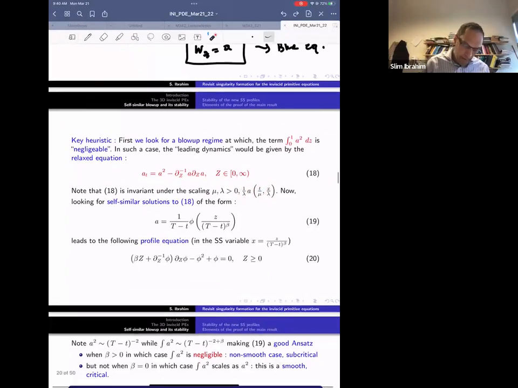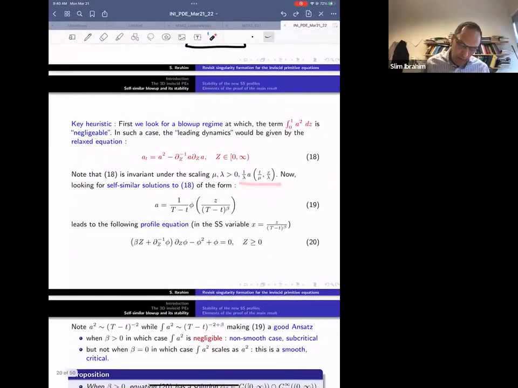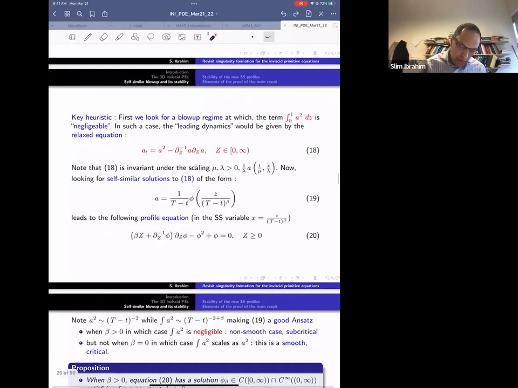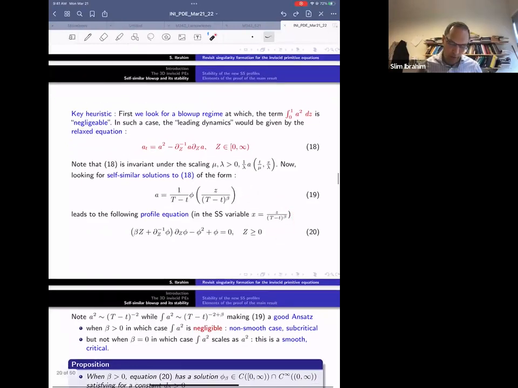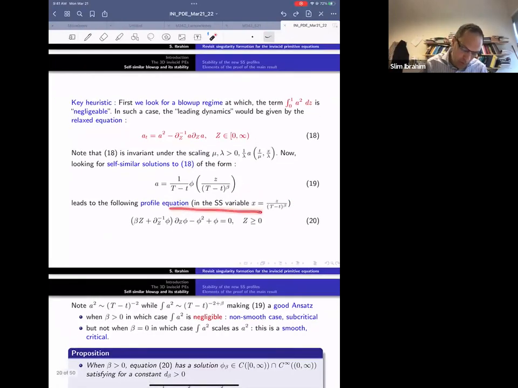Okay, and now this 2-parameter family of scalings suggests the following ansatz. So let's try to look for a solution that has this shape. In other words, we have chosen lambda mu to be 1 over T minus T, and lambda to be T minus T to the power beta. So instead of working with lambda and mu, we work with T minus T and beta. So this leads us to a new profile equation, which is this equation 20.